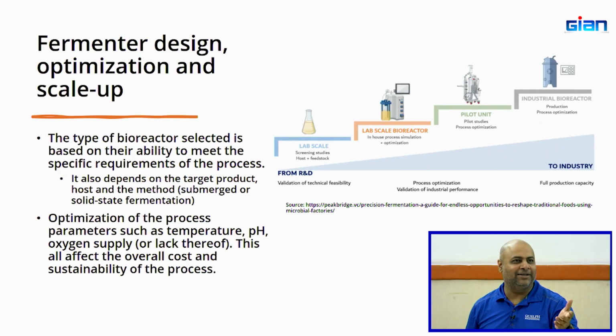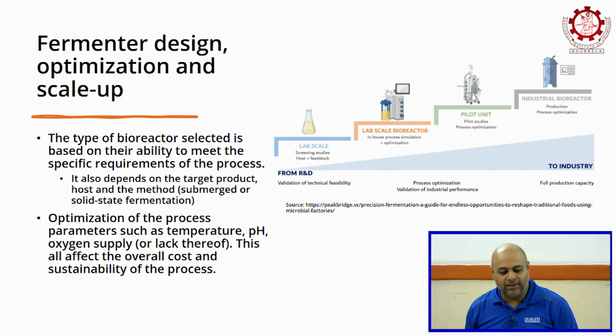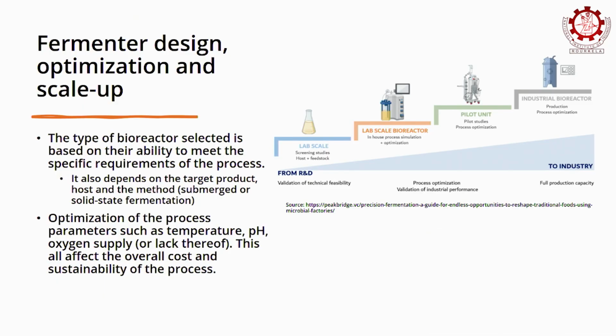Okay, let's get into the fermenter design. Sometimes we are deviating away from it, but it's a very interesting conversation. Now, fermenter design, optimization, and scale up. The type of bioreactor which is selected is based on its ability to meet the specific requirements of the process or the product that you are trying to grow or obtain. So the type of bioreactor you are going to use will change. It also depends on the target products, the host that you are going to use, what type of host, what conditions it requires for its growth, whether you're going to use submerged or solid state fermentation system.